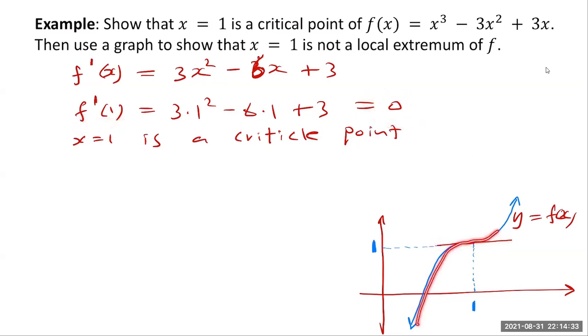But the graph looks like this. As you can see, you don't have a local maximum or a local minimum there. Because if you have a local maximum, your graph should look like this, or it should be flat like this. If you have a local minimum, your graph should look like this locally, or it should be flat. We don't have any of those scenarios here. See, the function is coming down and going back up. So this is an example which shows that the converse of the theorem is not true. Okay, let's move on.